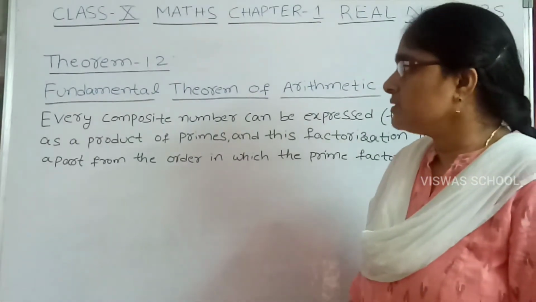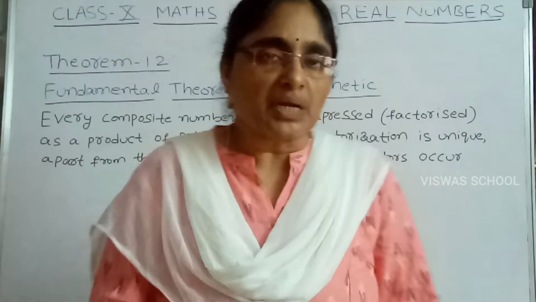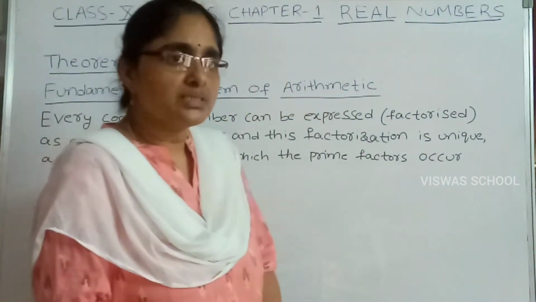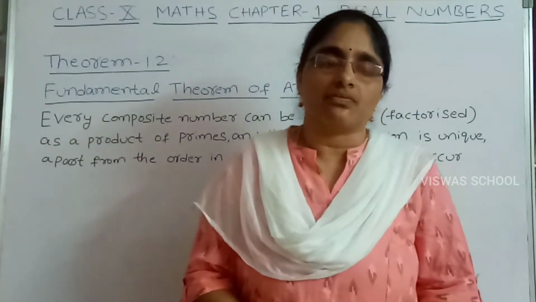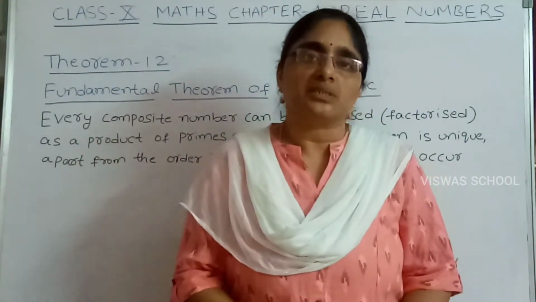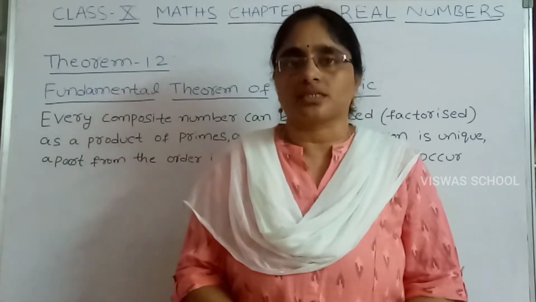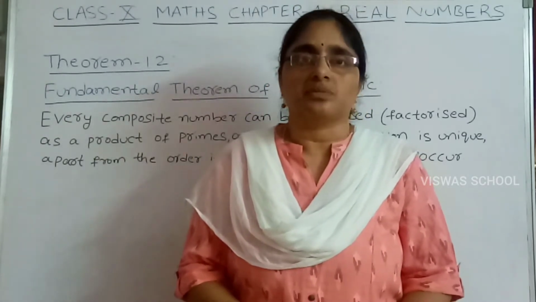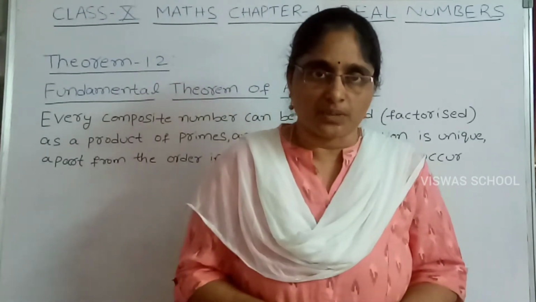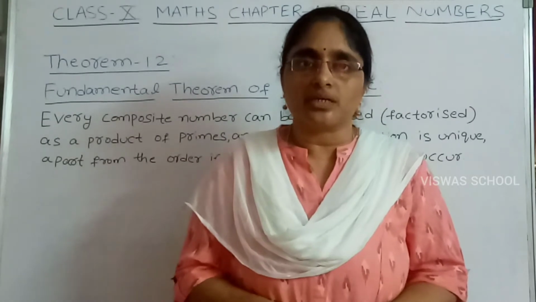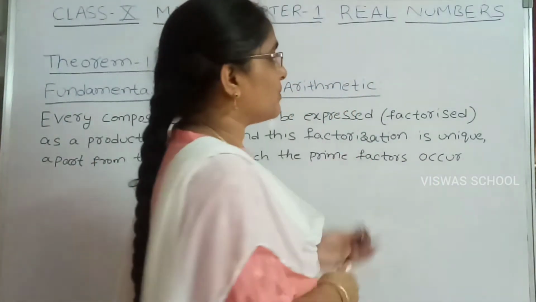Before discussing that, what about prime numbers and composite numbers? Prime numbers are the numbers which have only the factors 1 and itself. And composite numbers are the numbers which have more than 2 factors. And 1 is neither prime nor composite. And what about 2 here? 2 is an even prime number.